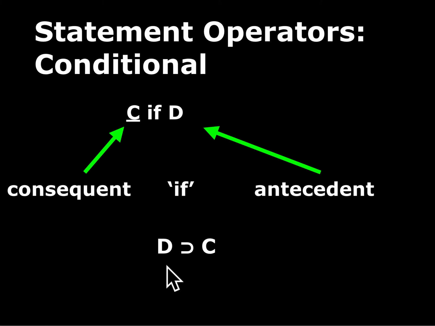So in the formal notation, the antecedent always goes on the left. D is the antecedent, so we're going to put that on the left. D goes on the left. C, the consequent, goes on the right. So this is an example where the linear order in the formal notation is different from the linear order in the English.